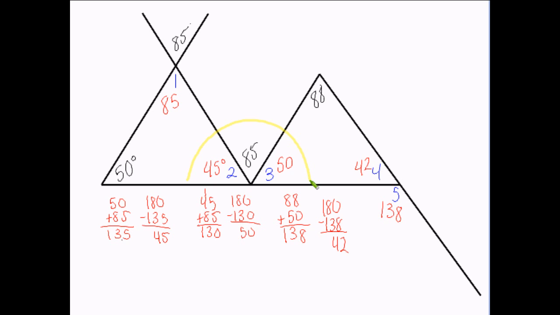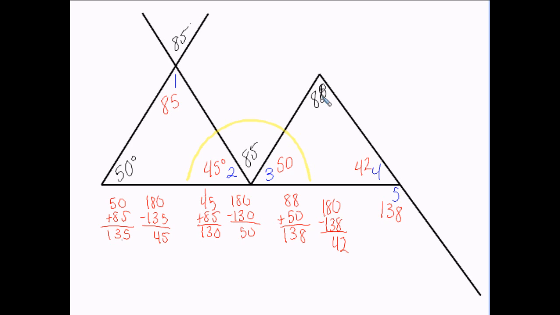Oh, it's 88. I thought it was 80. Yeah, I'm sorry, it's 88. And to get angle 4, you added 50 plus 88, right? Yeah, 50 plus 88 gave me 138. Now 138 is the sum of the two angles inside the triangle, but that's also angle 5. So to get angle 4, you subtract 180 minus 138 to get the 42.